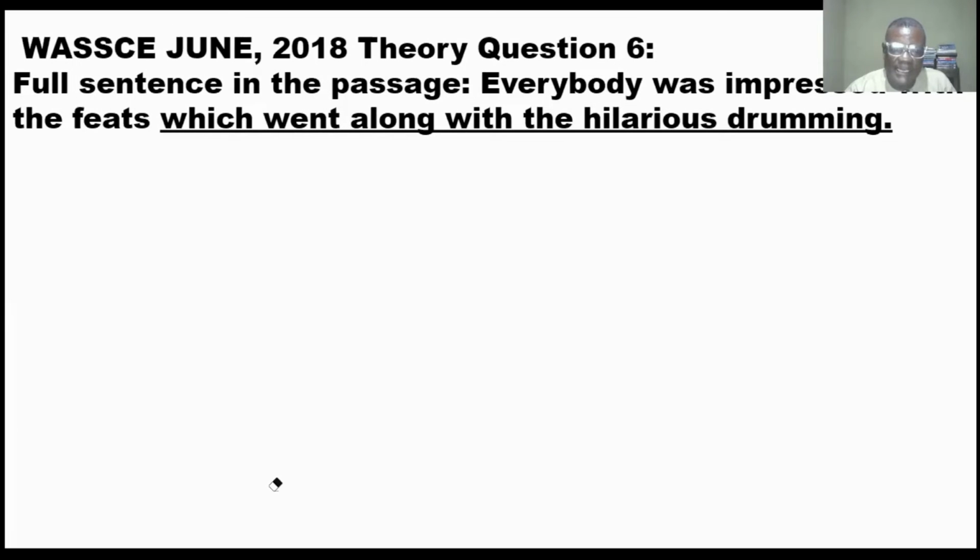Okay, so here, let me erase the previous mark. And then again, we use the border principle. Everybody was impressed with the feats. This is where the underlined expression begins. Then we use the elimination method. We eliminate this underlined expression, and we read the remaining part of the sentence and examine the type of question that arises. Everybody was impressed with the feats.